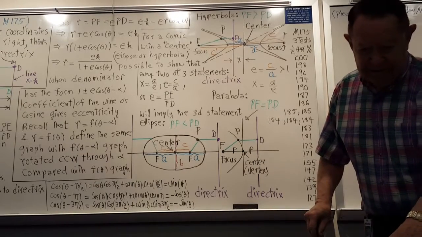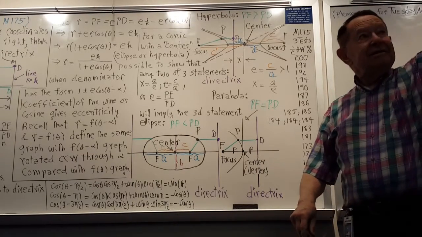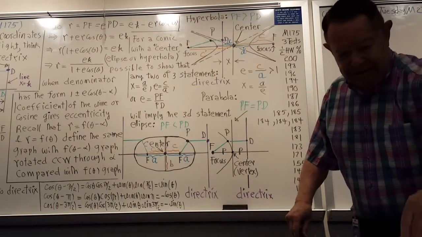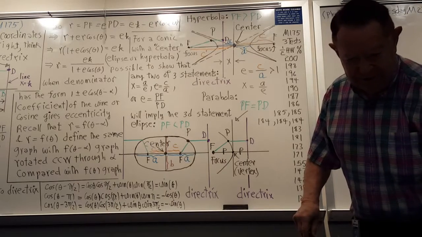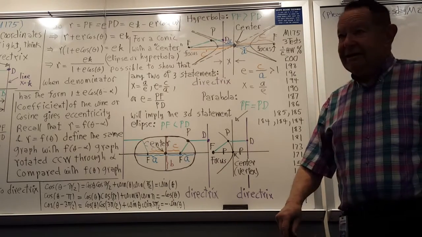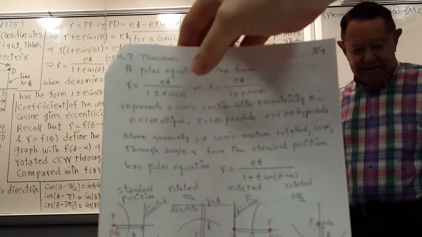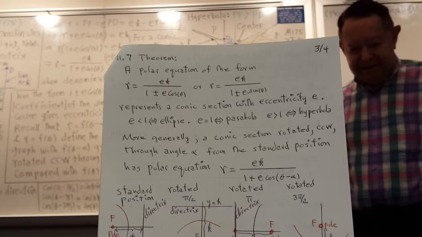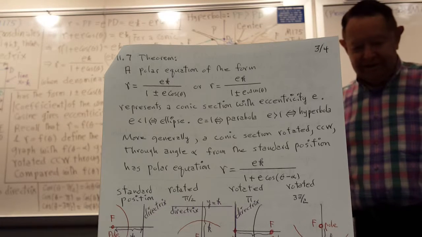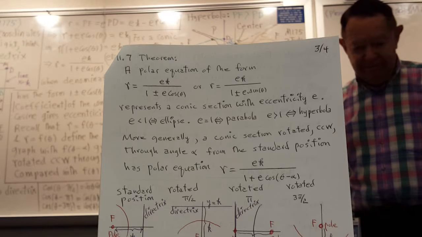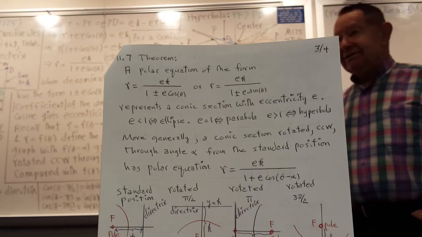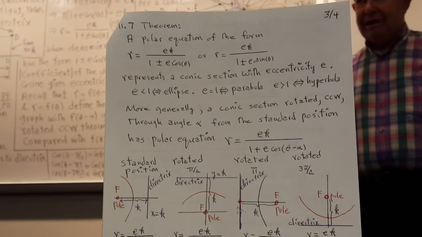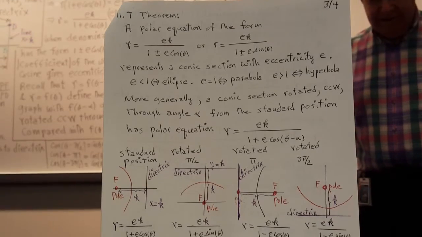So then looking at the top of page 3 of the notes here, you see I'm saying a polar equation of the form r equals ek over 1 plus or minus e cosine, or ek over 1 plus or minus e sine, represents a conic section with eccentricity e. And it's less than 1 if it's an ellipse, equals 1 if it's a parabola, and greater than 1 if it's a hyperbola.